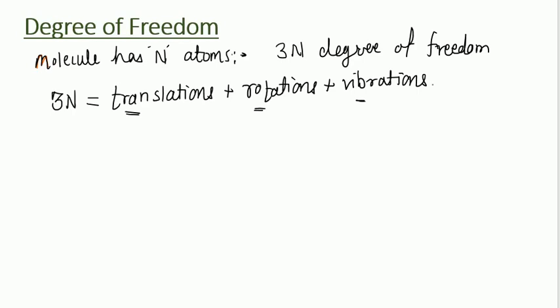So for a non-linear molecule, if we consider the first case, a non-linear molecule has 3 degrees of freedom for translation. So for the non-linear molecule, translations are 3 plus rotations. Translation means 3 degrees of freedom for motion along the x, y and z directions, and 3 degrees of freedom are rotational, and the remaining are vibrational.